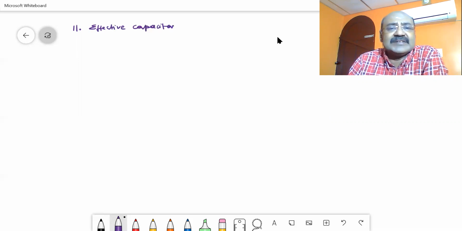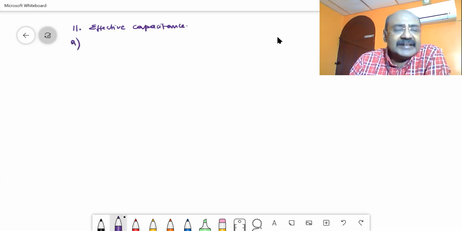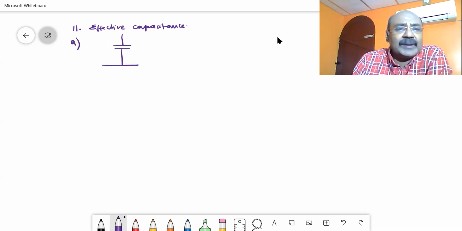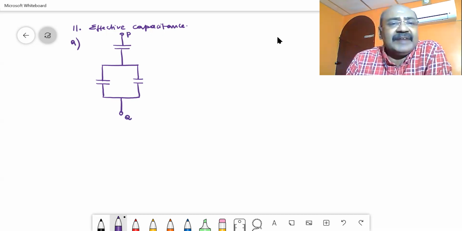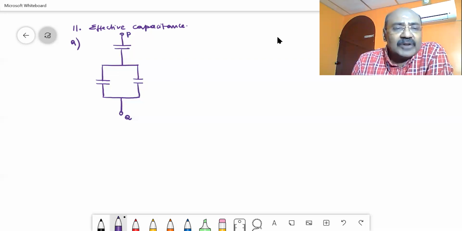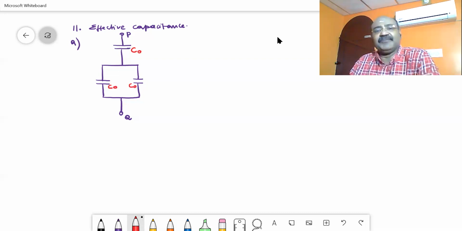First of all, what is the first subdivision? A. See, the problem given is like this. You have a capacitor here. Then 2 more capacitors are connected like this, as shown in the figure. After connecting the 2, they have another end here. Between the 2 ends, let us consider one end as P and the other as Q. Between P and Q, we have to determine the effective capacitance. What are the values given? This capacitance is given as C0, this capacitance value is C0, and this is also C0.